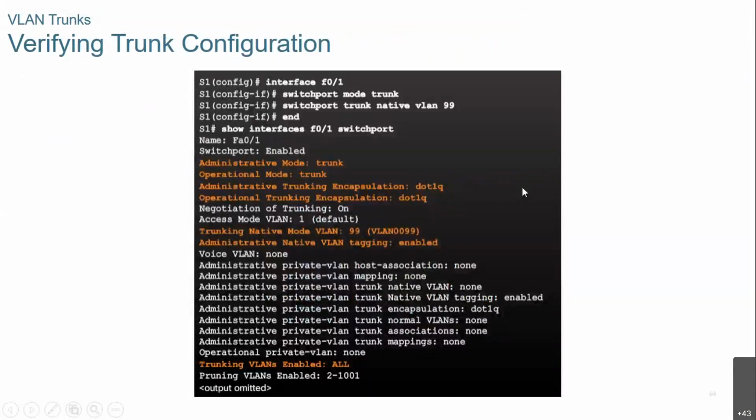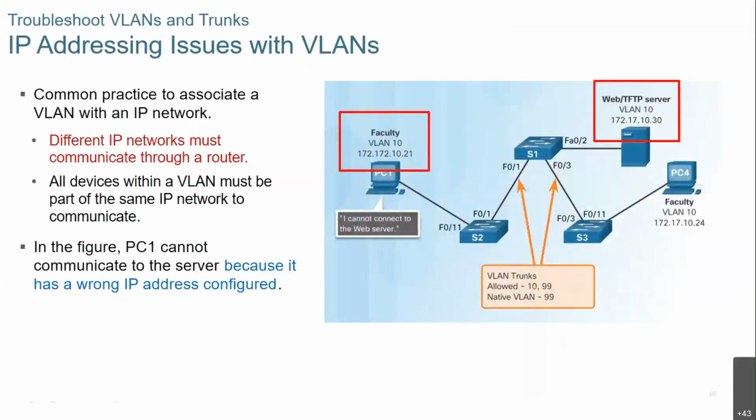So you can verify here, switchport mode trunk, switchport trunk native VLAN 99. You can verify it with the show interface of that particular interface and switchport. So it gives you sort of a filtered output. So yep, it is trunk. Encapsulation is dot1Q. Trunking native VLAN is VLAN 99. Ta-da, over there. And then tagging is enabled. Trunk VLANs enabled: all. By default, all is enabled. But if you use the allowed command, you can allow certain VLANs to go through.